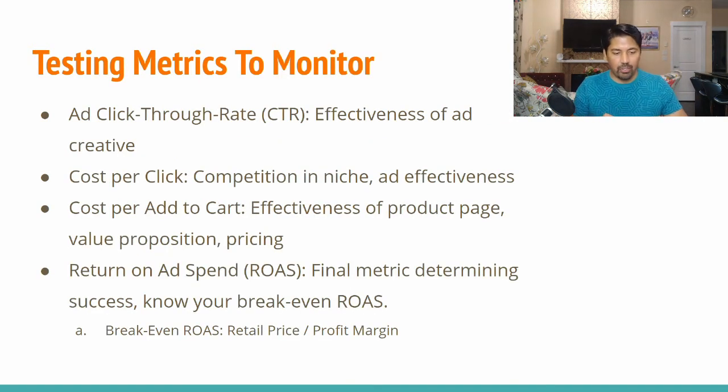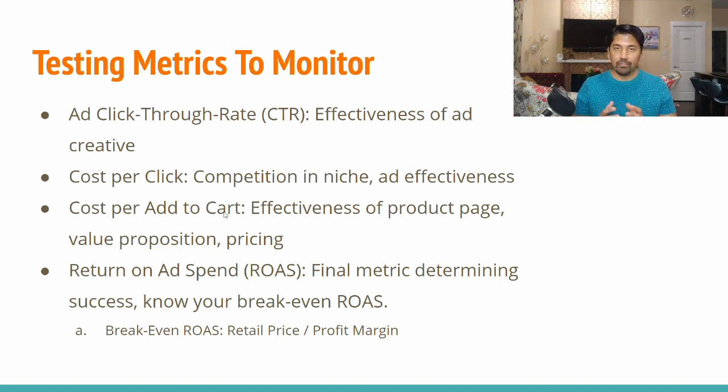Now, here's the important part. You have a campaign that's all set. What do you then do to monitor that? How do you monitor the progress of your testing campaign? Here are some of the key metrics that you have to look at. What is the click-through rate? That will tell you the effectiveness of your ad creative. I'll go through a live example of a test product that I tried some time ago. What is the cost per click? That will give you an indication of how much competition there is in that niche and how effective your ad is at driving traffic. What is the cost per add to cart?